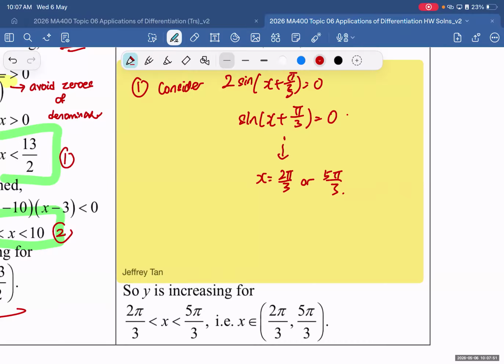First, if you forgot, you draw. This is how you do it fast. How to draw this graph in 10 seconds. 0, pi, 2 pi, pi over 2. Pi over 2, 1. This is y equals sine x. And if I want to draw y equals 2 sine of x plus pi over 3, there are two transformations. One is 2, one is pi over 3, right?